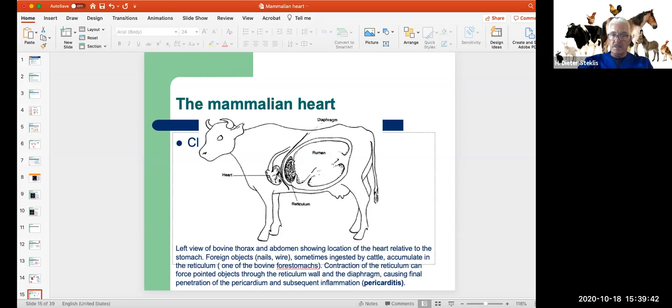You see the heart again, and it's very close to this portion of the sacculated stomach called the reticulum. Sometimes cows will ingest sharp objects just by accident, and they can get pushed through the diaphragm and penetrate the pericardial sac and suffer from pericarditis. So this is kind of a risk factor for them because they have this huge rumen, this huge sacculated stomach, I should say, that brings the heart into close proximity to food that's ingested, and that can be a problem.